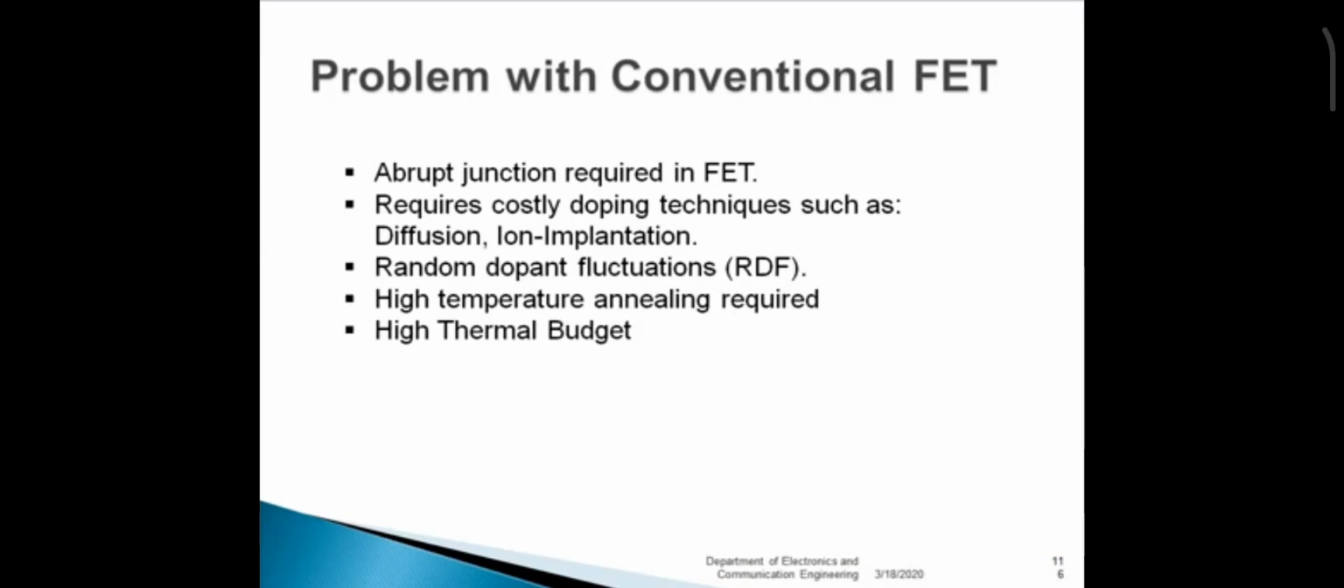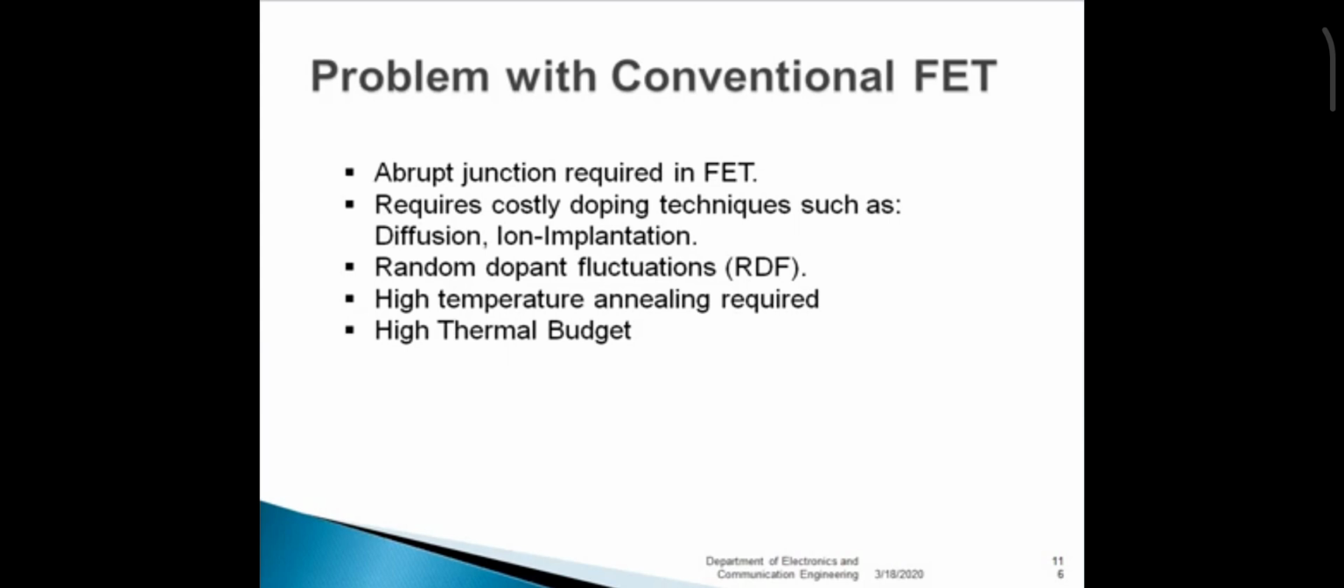There are different problems with the conventional FET, or we can say the nanowire FET. First, an abrupt junction is required in the FET. Second, it requires costly doping techniques such as diffusion and ion implantation. Third, random dopant fluctuation. Fourth, high temperature annealing is required. And the fifth one is a high thermal budget.